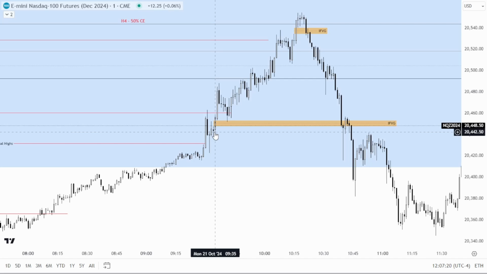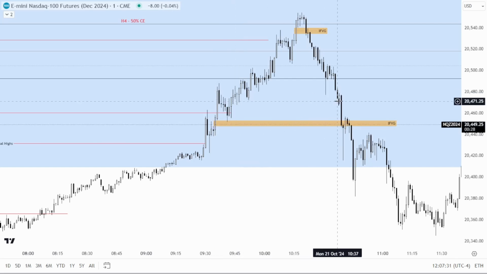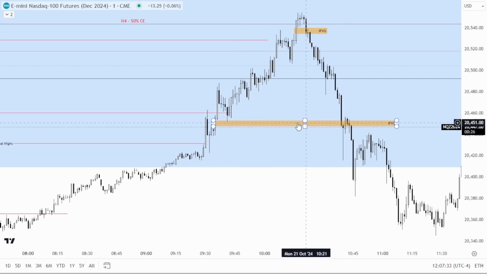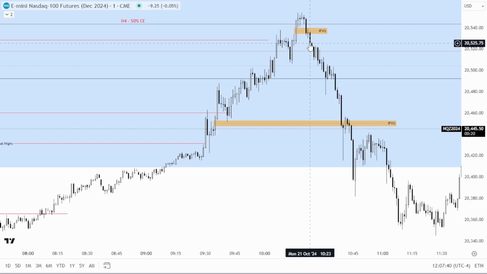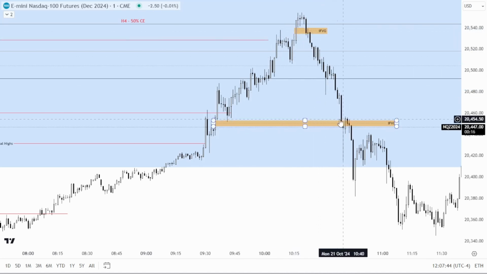That's an ICT concept that's been taught. So I don't know why it forms, why it's so important, but it is important. If you go back and test it, you'll see price either use it as resistance or support, or it's not liquidity, but it's a magnet to draw price to. So in my case, I looked for shorts up here and I took my profits down here.